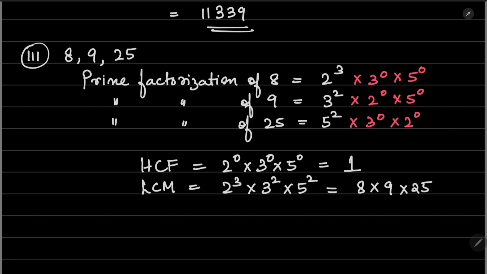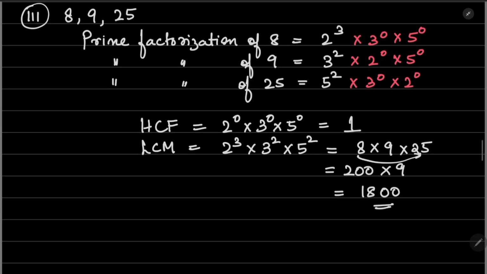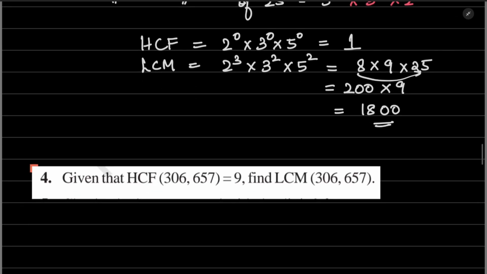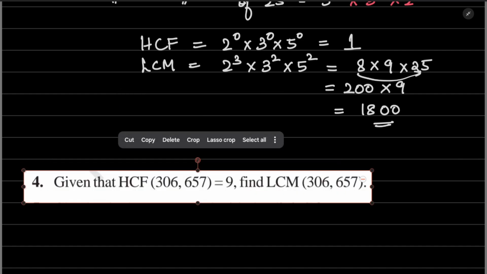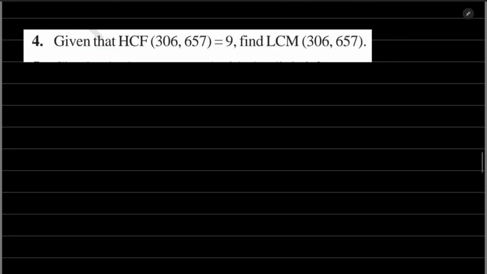Okay. So when you calculate 25 multiplied by 8, you get 200, multiplied by 9. Okay, so 2 nines are 18, and the 2 zeros. So it is 1800. 1800 is the LCM. Okay, so this is how you do it. Let's move on to the next question.